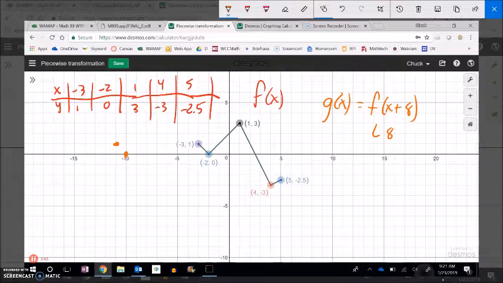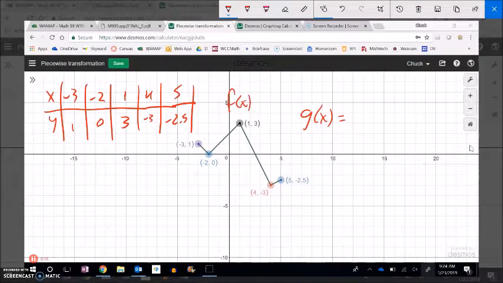This 1 gets shifted back to negative 7. This 4 gets shifted back to negative 4. Again, I'm just subtracting 8 from everything. So that's what g would look like if I did that. Notice in my points, in my graph, what I would do is I would just subtract 8 from each of those x values.